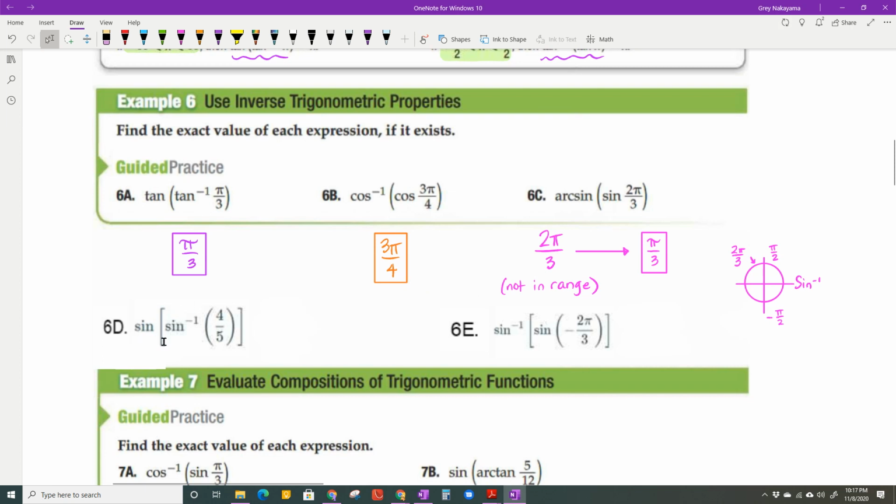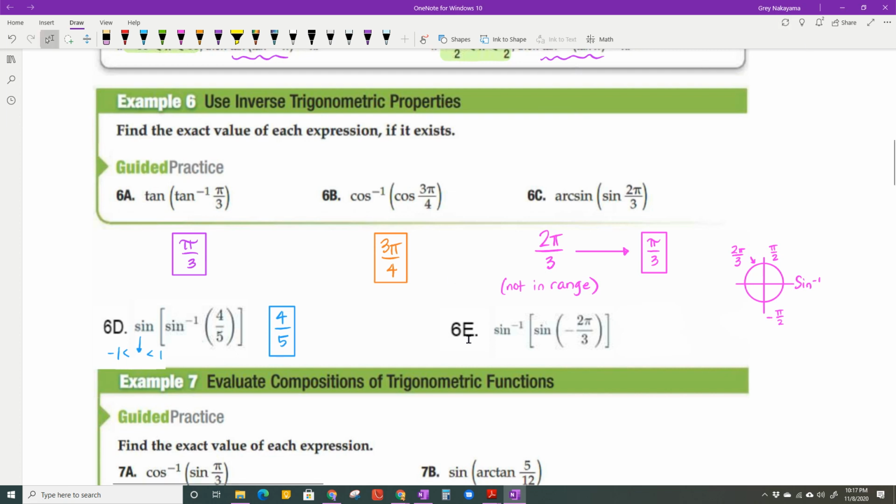Sine of the inverse sine of 4/5. Is 4/5 between the acceptable values of sine? Well, sine has to be between 1 and -1. 4/5 is between 1 and -1. So 4/5 is my answer.